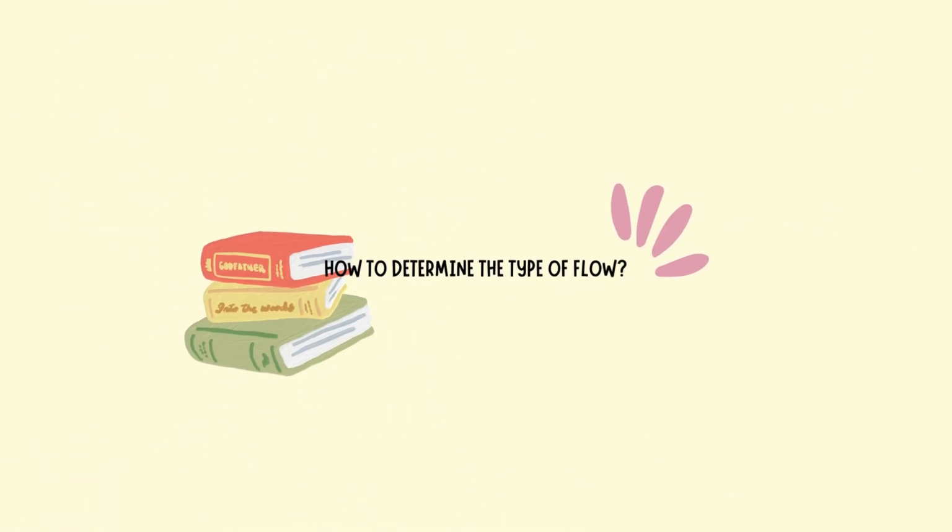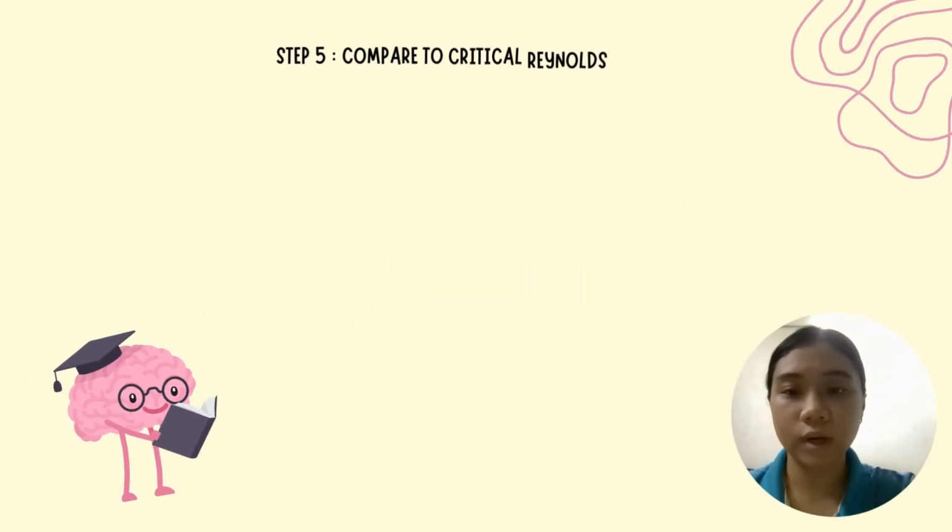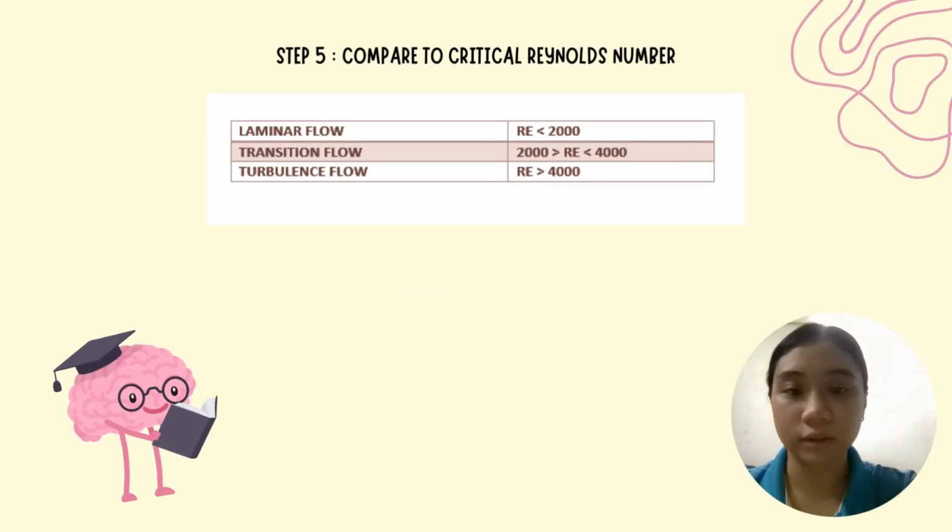How to determine the type of flow? Moving to our last step, it is to compare with the critical Reynolds number. As you can see from the table, if the Reynolds number is less than 2000, the flow is considered laminar, meaning it is smooth and orderly. If it's between 2000 and 4000, we call it a transition flow, where it starts to become unstable. And if it is greater than 4000, the flow is turbulent, which means it is chaotic and full of mixing.